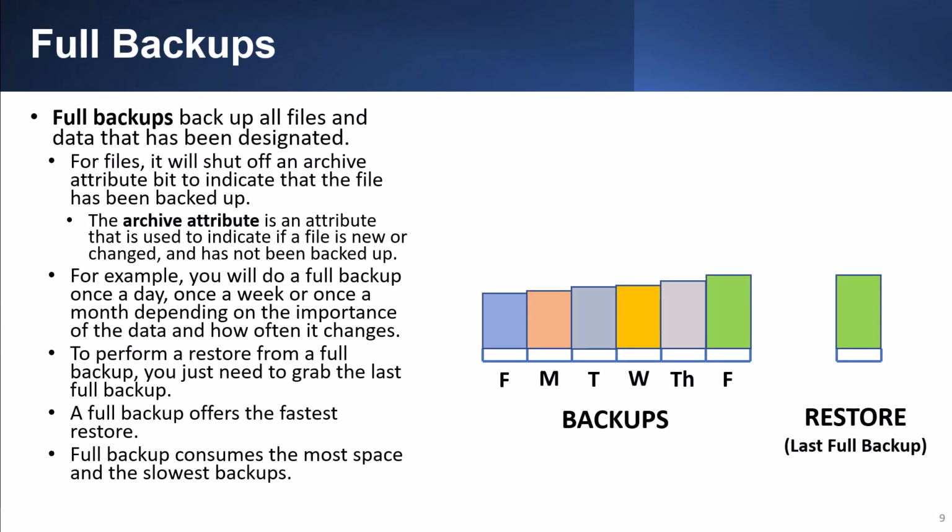Full backups back up all files and data that have been designated. For files, it will turn off the archive attribute bit to indicate that the file has been backed up. The archive attribute is an attribute that is used to indicate if a file is new or changed and it has not been backed up. For example, you will do a full backup once a day, once a week, or once a month, depending on the importance of the data and how often it changes.